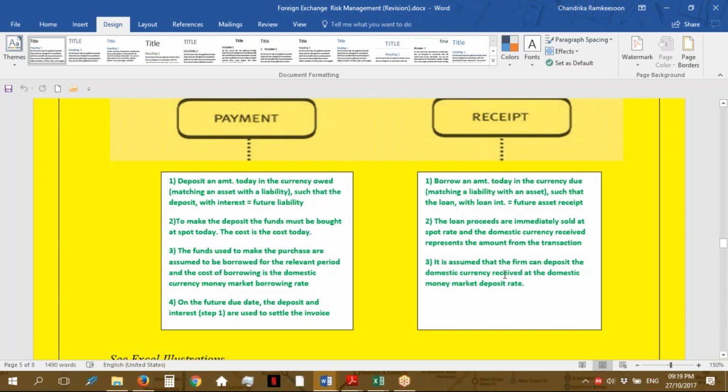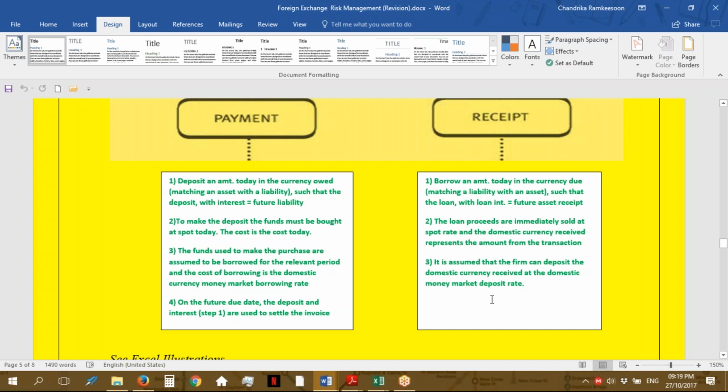Now, this last step is how we match. It is assumed that the firm can deposit the domestic currency received at the domestic money market deposit rate. Because what we will do, just to match against the forward, okay, when we receive the sterling, having converted it, sold the dollars back to the bank, we assume it can be deposited at the sterling deposit rate for a 3 months period, if it's 3 months. And that would enable us to make a valid comparison with the forward, which of course will be received in 3 months.